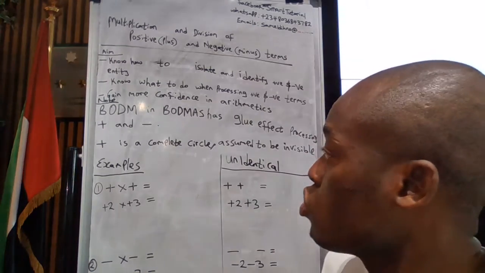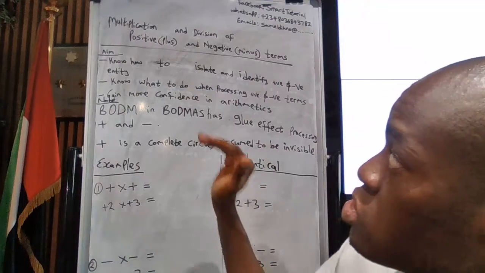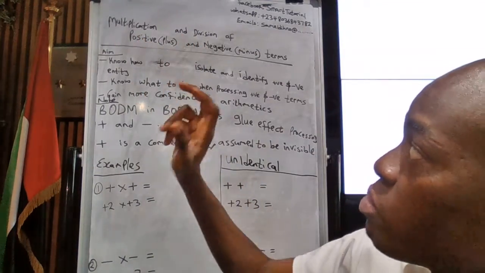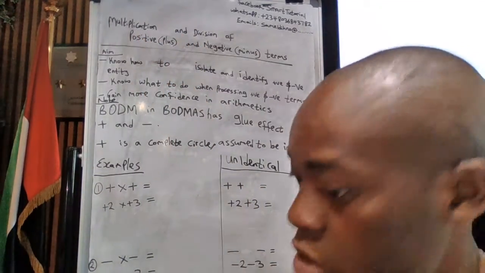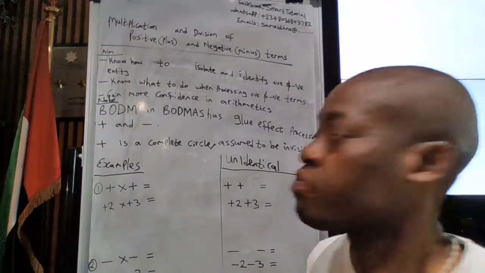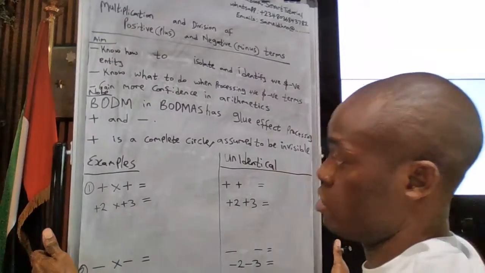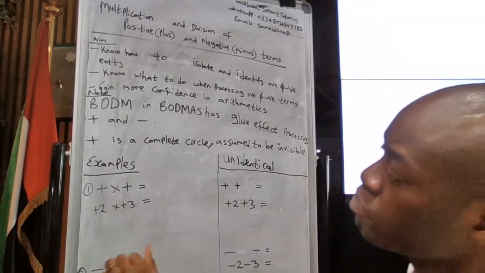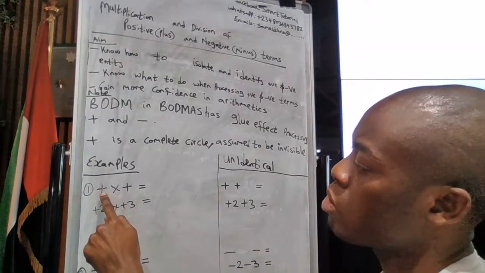So we'll try to focus on the multiplication and division of the positive and the negative items. Let's start with the following examples. Now, let's look at this.